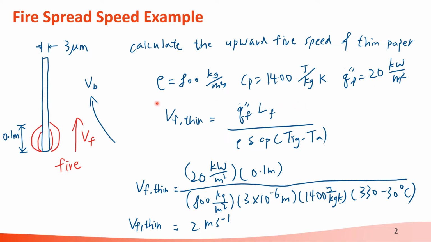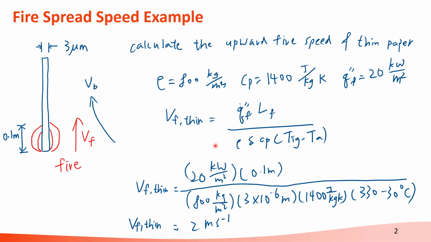So let's write the equation again. The fire spread velocity for the thin fuel should be equal to the fire heat flux times the flame height, divided by the density, thickness, heat capacity, and the temperature difference. So this is the ignition temperature minus the ambient temperature.